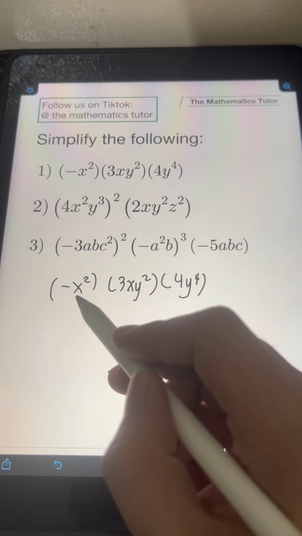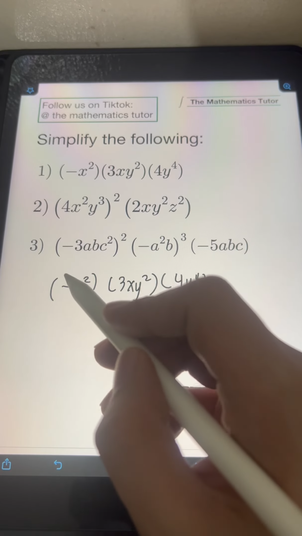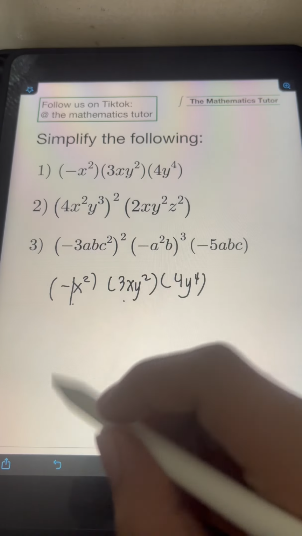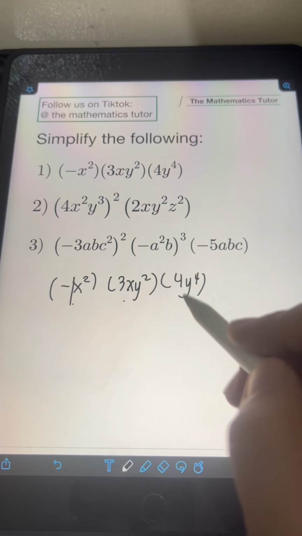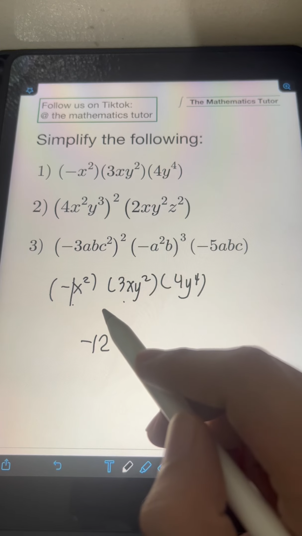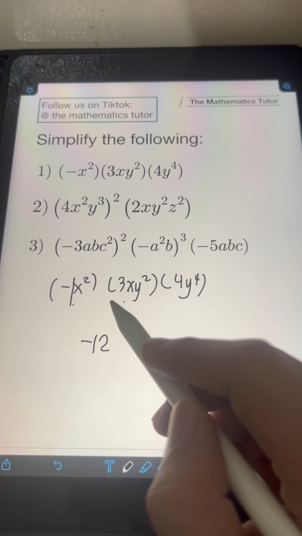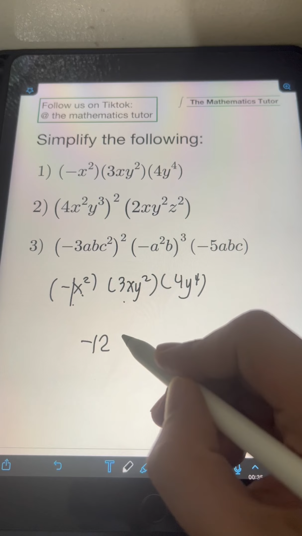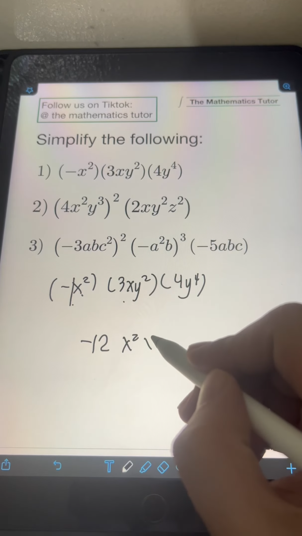We have negative x squared, so it means it has an invisible coefficient of negative 1. So we have negative 1 times 3 times 4, or negative 12. And let's multiply the literal factors, those variables that are the same. So we can have x squared times x.